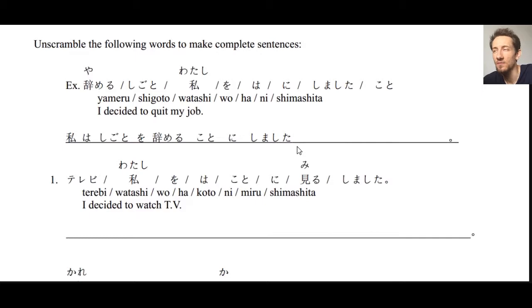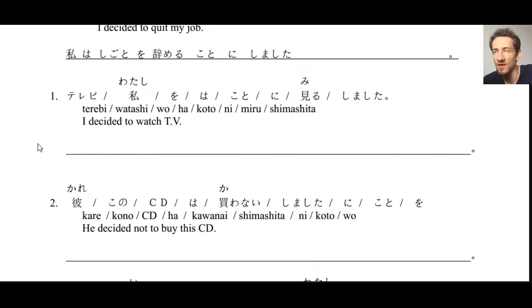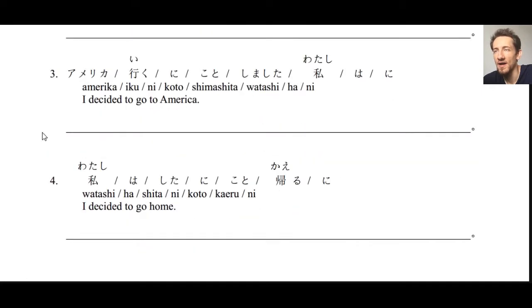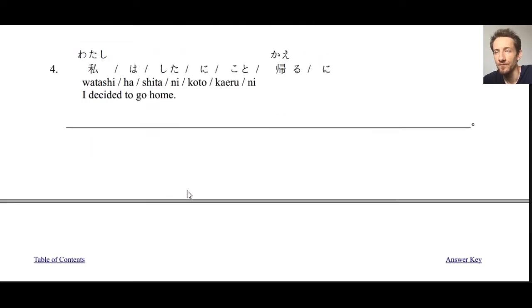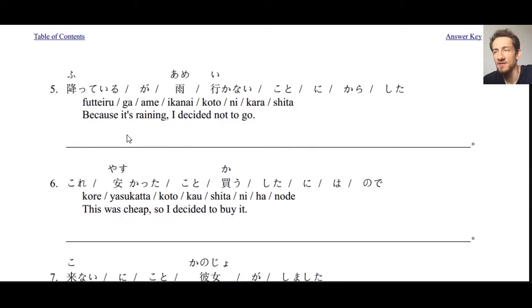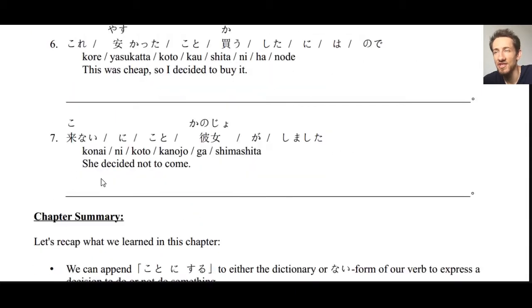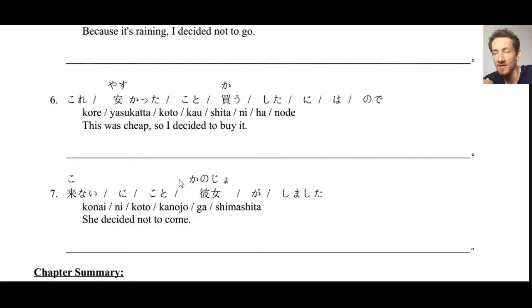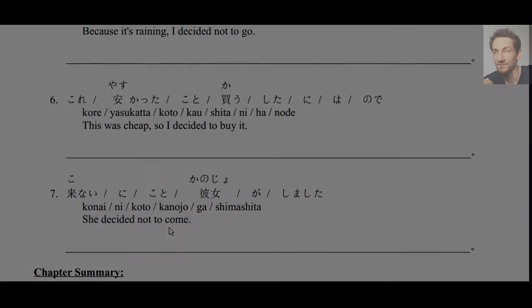So very, very straightforward. Here we have numbers 1 and 2. Unscramble these English sentences. I decided to watch TV. He decided not to buy the CD. 3 and 4. I decided to go to America. I decided to go home. 5 and 6. Because it's raining, I decided not to go. Number 6, this was cheap, so I decided to buy it. And the last one, number 7, she decided not to come. So that's it. Remember, you can go to my homepage and print out this PDF. Write down your answers, and now let's check.